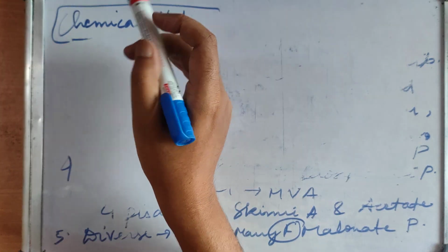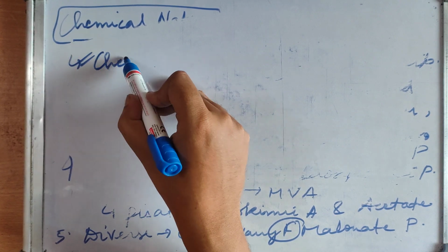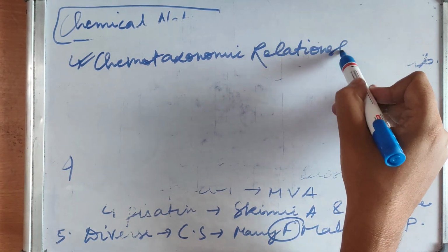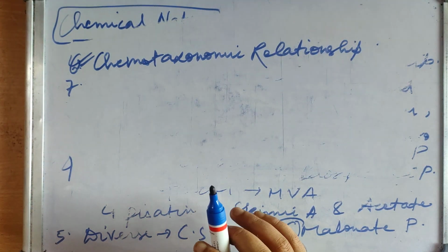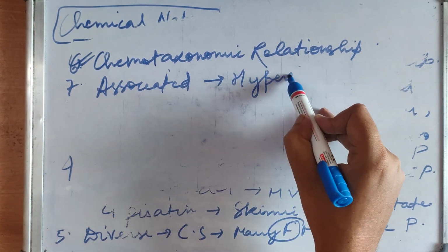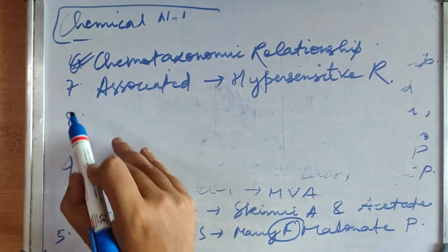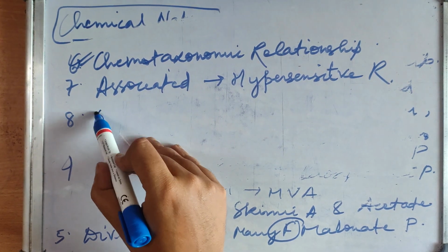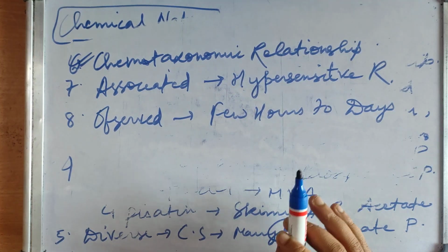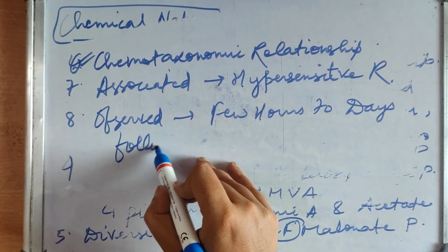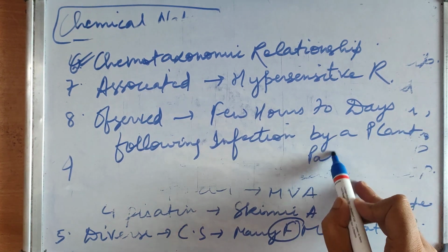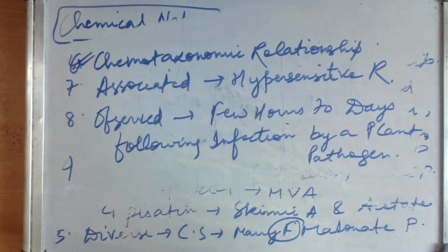It can be used to examine chemotaxonomic relationships. Number 7, associated with hypersensitive reaction. Number 8, observed after a few hours to days following infection by species of plant pathogen. So this was the chemical nature of phytoalexins.